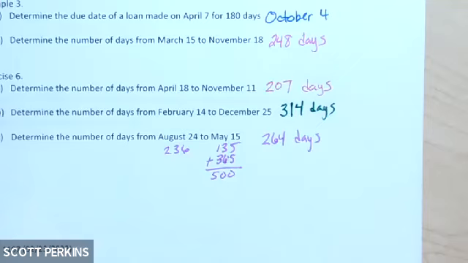So if you're doing dates that go beyond the end of December 31st into the next year, you're going to add 365 because you're in the next calendar year.